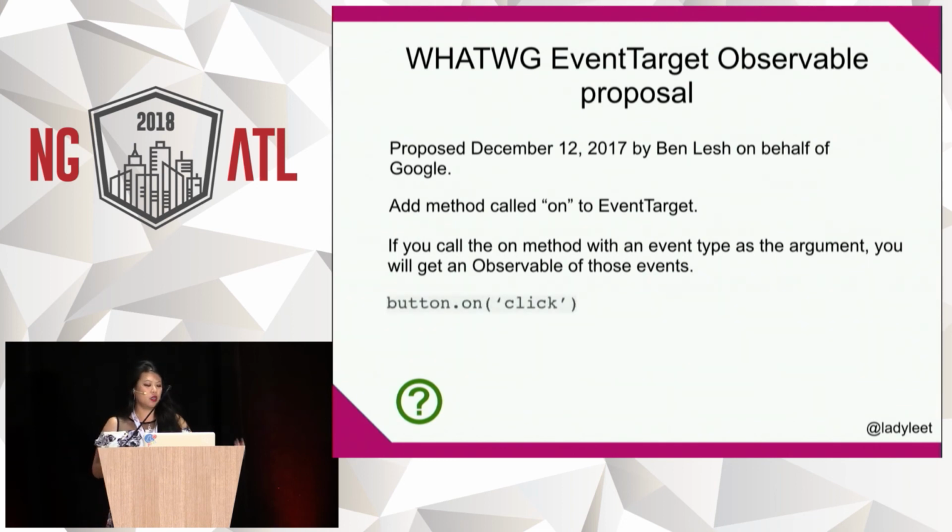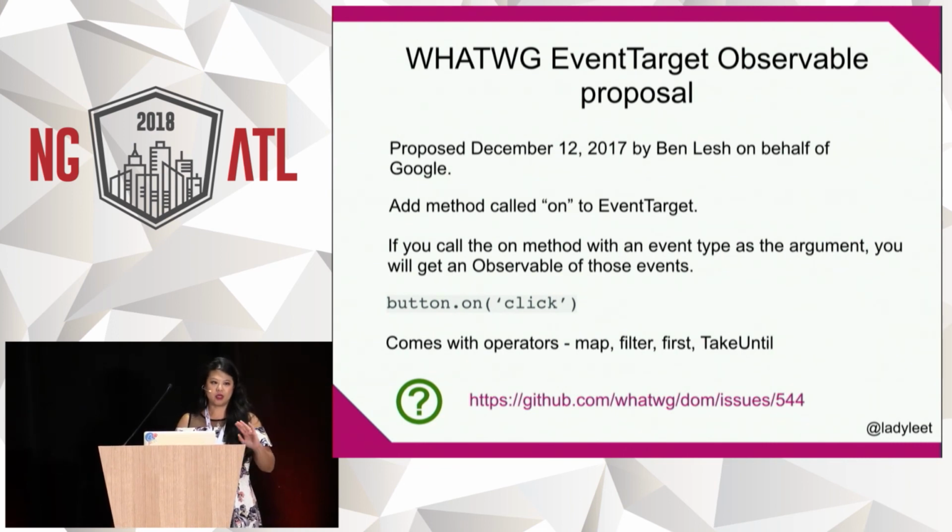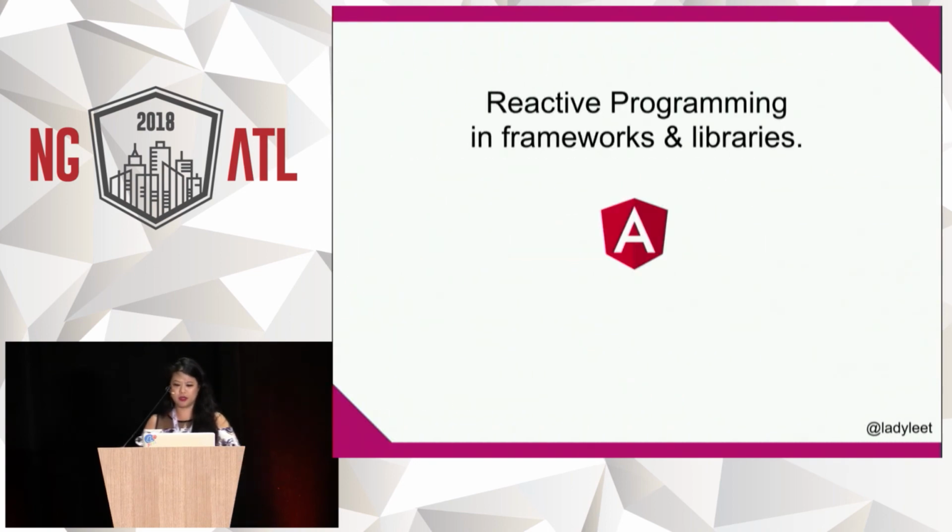So we can put it on button, add the on method, and then pass a click event as the argument, and then you're going to get back an observable of click events. This also comes with a few operators: map, filter, first, and take until. And again, you can look at this. It's on the WHATWG GitHub, issue number 544. If you look at that and you want this, send comments so that people can get excited about it.